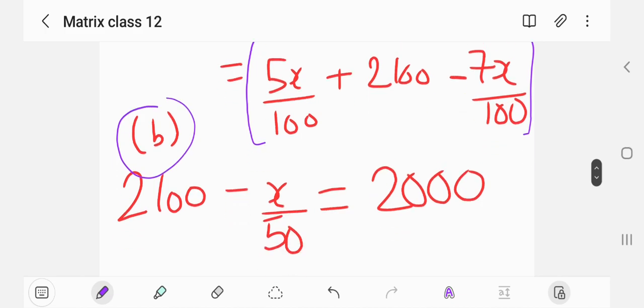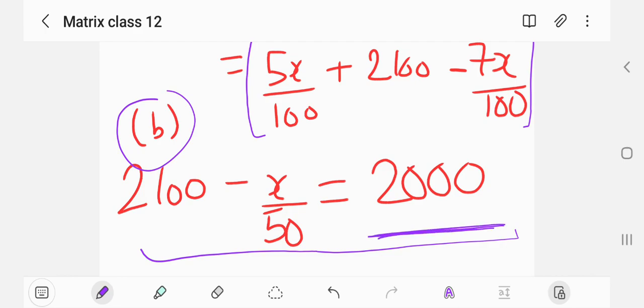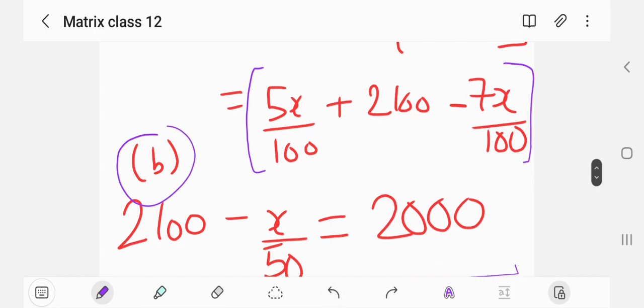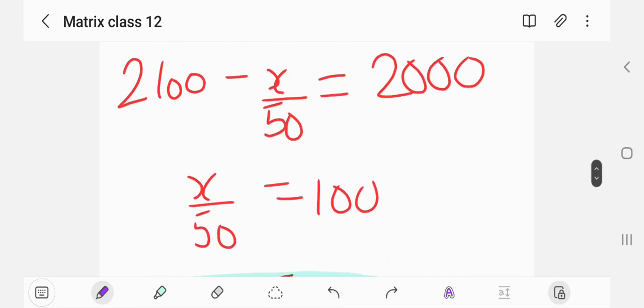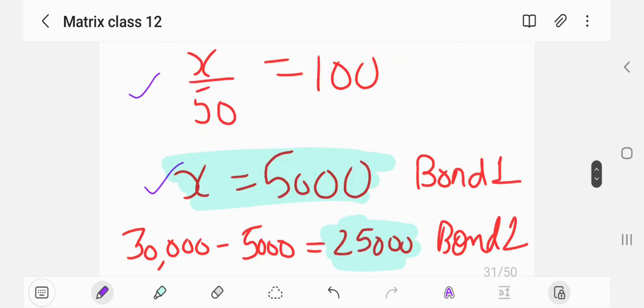I am doing the B part, so after solving I get this, and I have equated it to 2000. Why? Because this whole interest should be equal to 2000 as per the question. Now if I solve, I will reach here, and accordingly I can find the value of x. This x value is the amount I have invested in bond A, right?